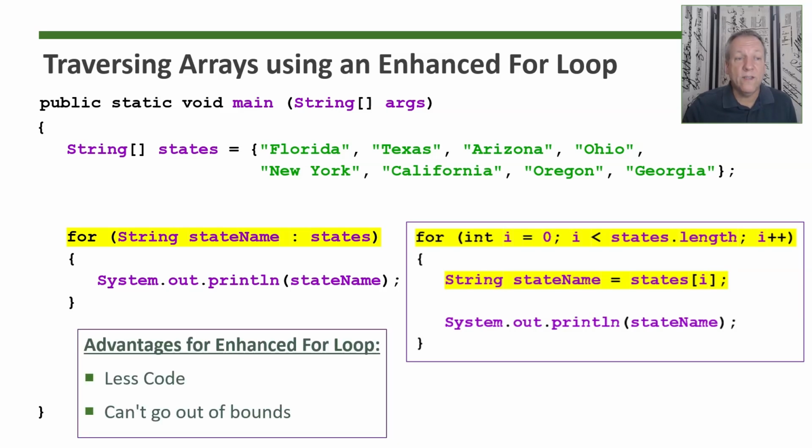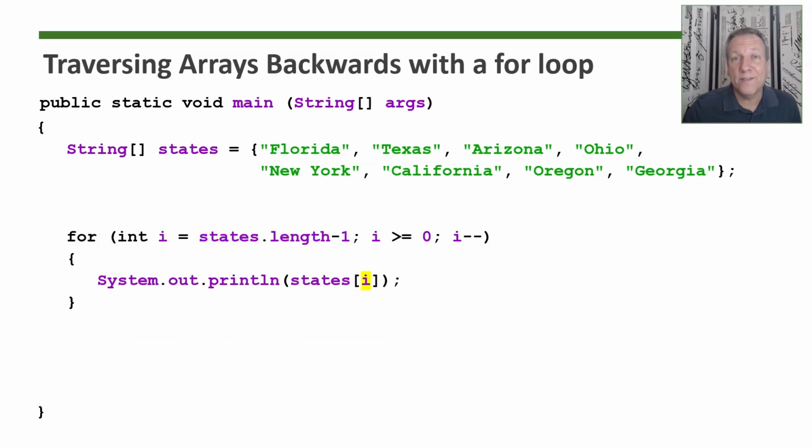Well, this is great. In fact, here's a couple of big advantages with the enhanced for loop. There's less code, and because we're not worrying about i, we can't go out of bounds here. Like in the traditional for loop, what if I accidentally put i less than or equal to states.length? That's going to cause me to go out of bounds when I get to the end of the array. With an enhanced for loop, I never have to worry about going out of bounds. So since an enhanced for loop is so great, why don't we just use those all the time? There are some limitations. Let's talk about some of those limitations.